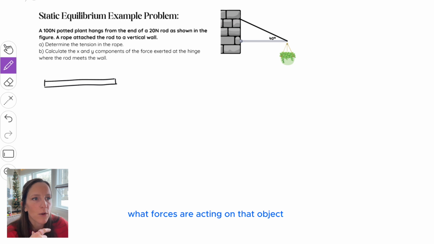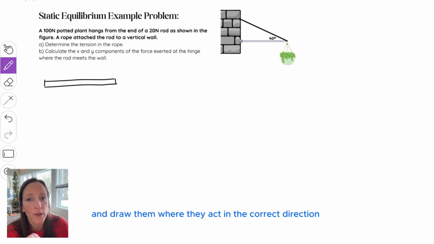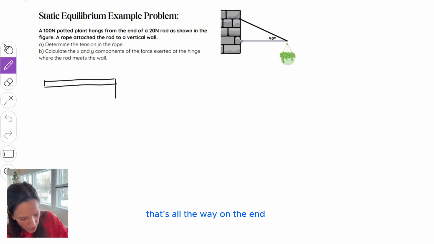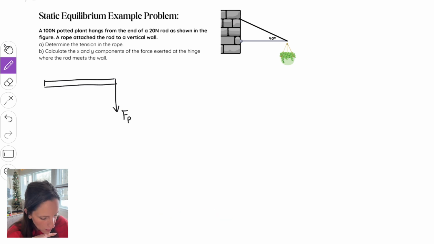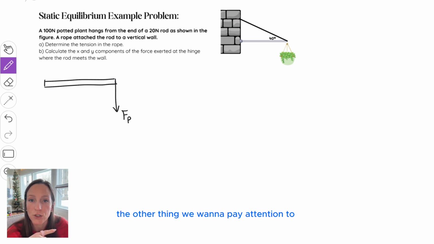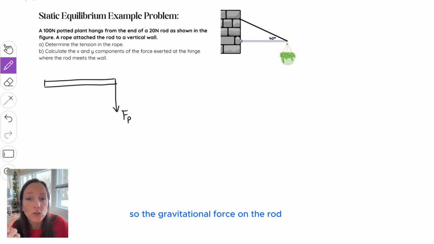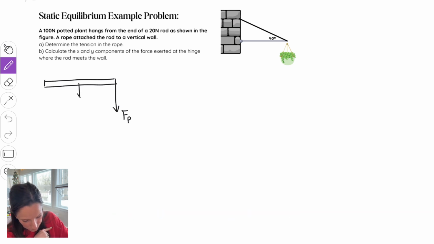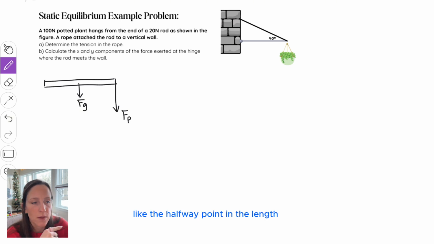And now we want to think about what forces are acting on that object and draw them where they act in the correct direction. So we notice here we have this potted plant that's all the way on the end, and that's going to pull downward. So we have this force from the plant at the end of the rod. The other thing we want to pay attention to is the fact that the rod itself is given a weight. So the gravitational force on the rod should go on your force diagram, and we're going to put that right in the middle, at the halfway point in the length.